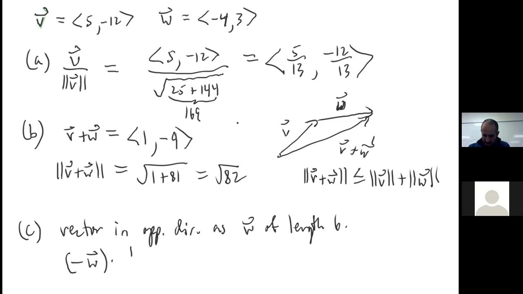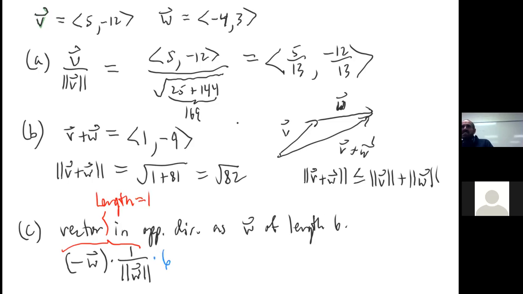So if I multiply this by 1 over the length of W, this guy will have length equal to 1. Yeah? So how do I make it have length 6? Multiply that by what? 6. Okay? And that will increase the magnitude by that factor. So, and now we're in business.